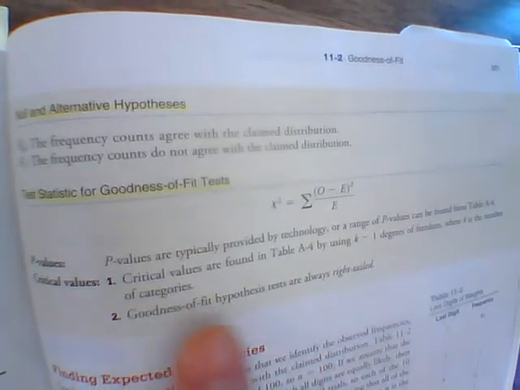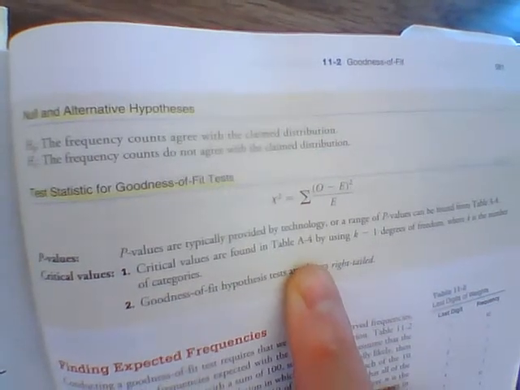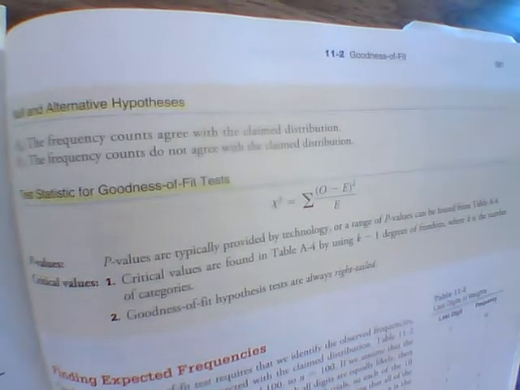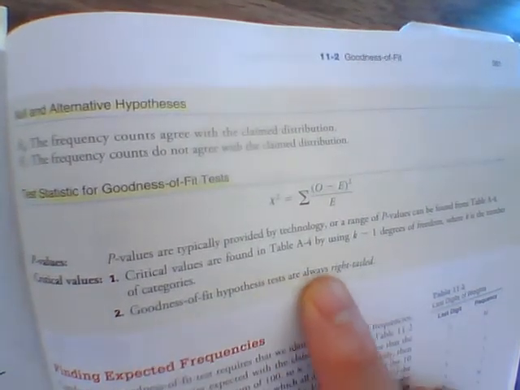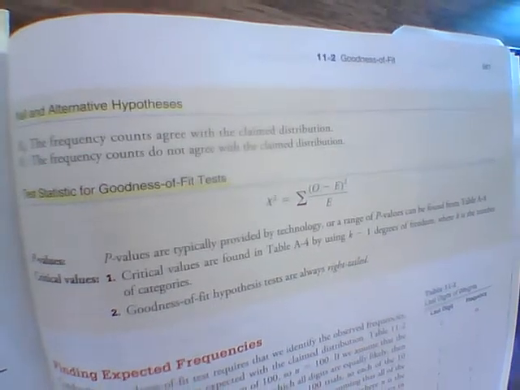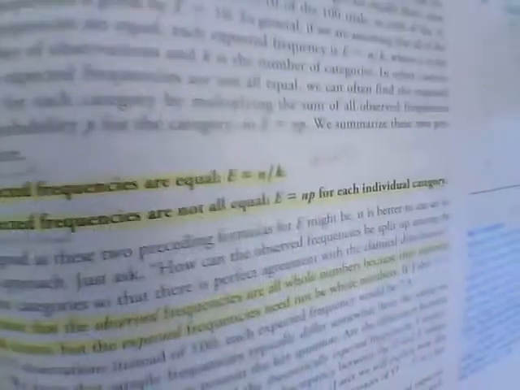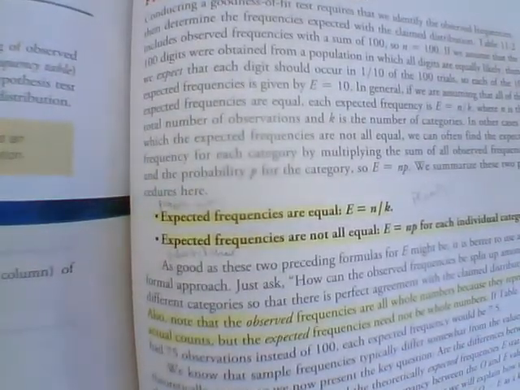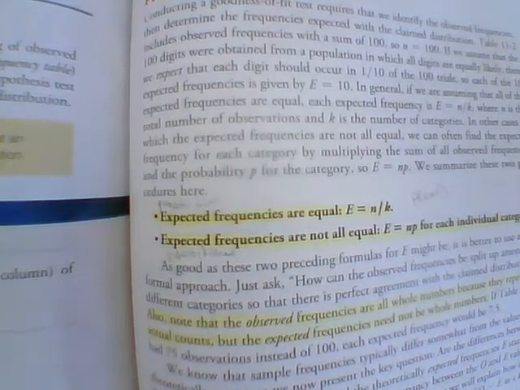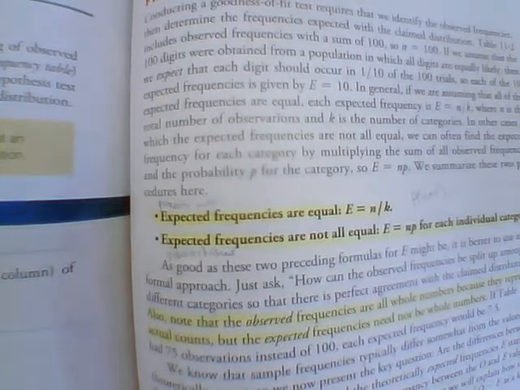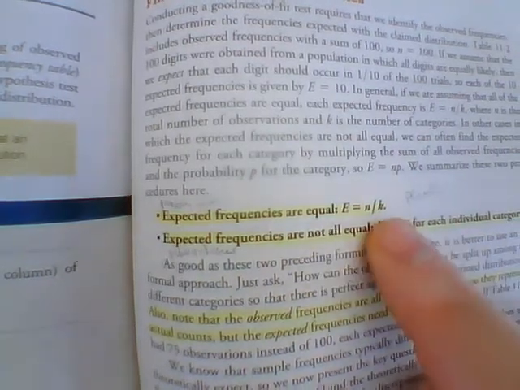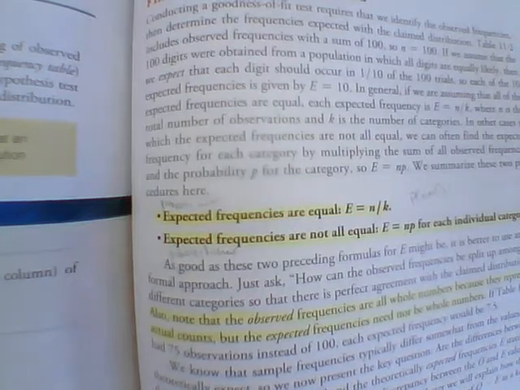And once again, this is a chi-squared test. So critical values are from our table A4. Once again, k minus 1 for degrees of freedom. The goodness of fit tests are always right-tailed, which is what chi-squared tells us. So what do we have to look at here? We have to figure out whether the expected frequencies are equal. If there's a 25% chance that any of these categories is going to happen, so we have 4 categories with 25% chance for each, we take the number divided by k, which gives us that E value.